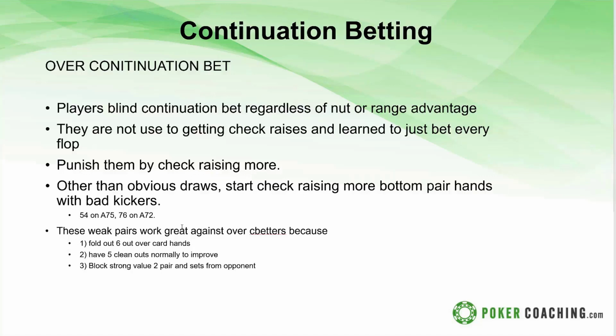And these weak pairs work great against over continuation bettors because, one, they fold out six-out overcard hands. So check raising like the 7-6 is going to fold out hands like king queen, king jack, jack 10, queen jack, all those hands that have 6 outs against you. Two, you have 5 clean outs normally to improve. So you have 5 outs that are going to be really clean.